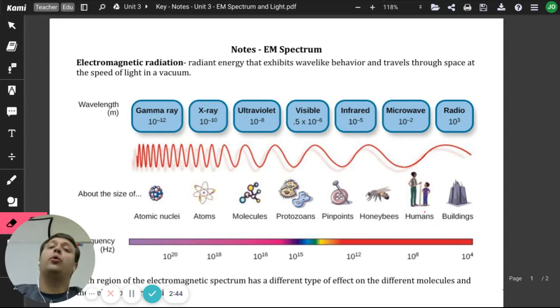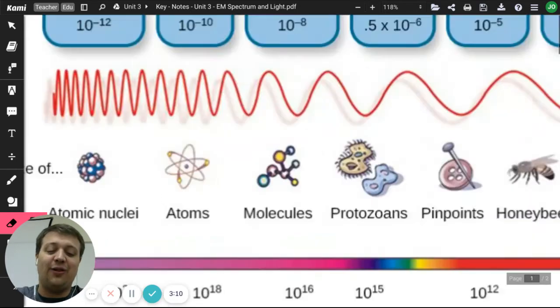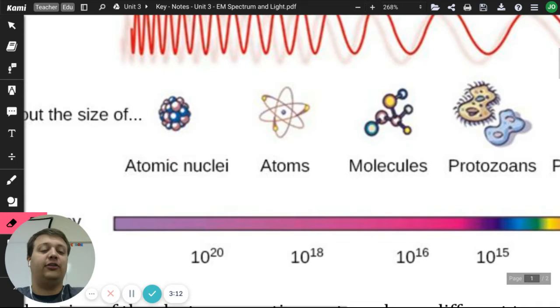Now, we also have a relationship with our energy. We know that if I've got a high energy, I've also got a high frequency. So frequency and energy are directly related, but energy and wavelength are inversely related. This gives you a general idea of how large these waves actually are.